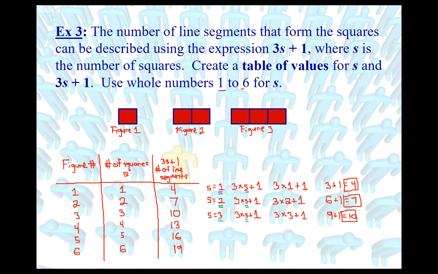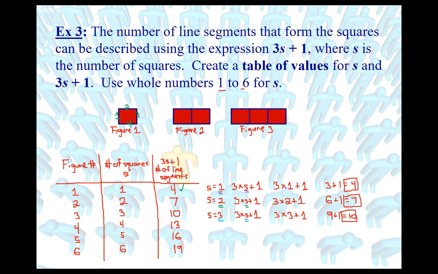So we can count this and check. Let's use a green pen. Okay, figure 1, how many line segments make up the square? It'd be the number of these little lines here. So that'd be 1, 2, 3, 4. So yep, that one's got 4.